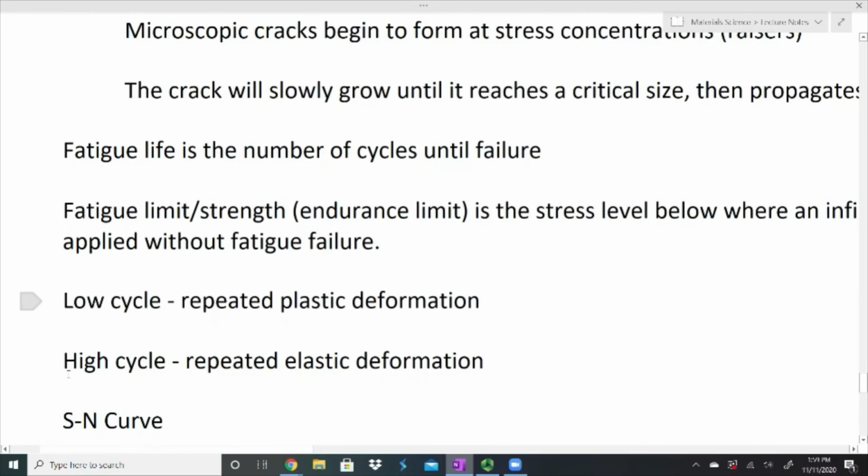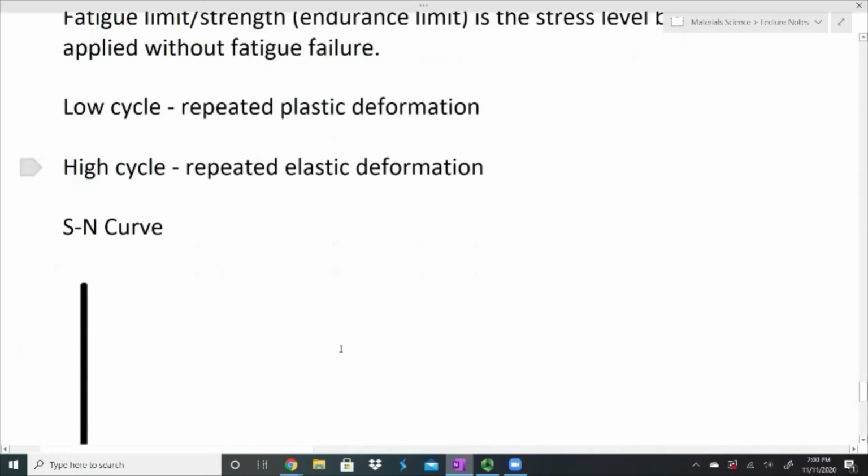I can have a high cycle material, a material that gets into a lot of cycles before it fails: tens of thousands, hundreds of thousands, millions, billions, whatever it might be. And this is where I repeat the deformation, but in the elastic region. I never even get to my yield point, yet my material will still fail.